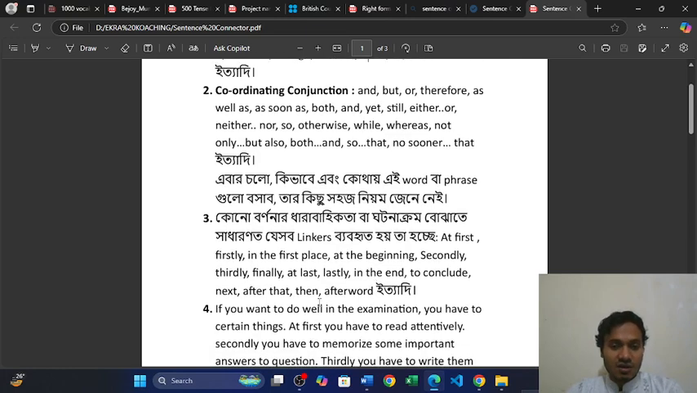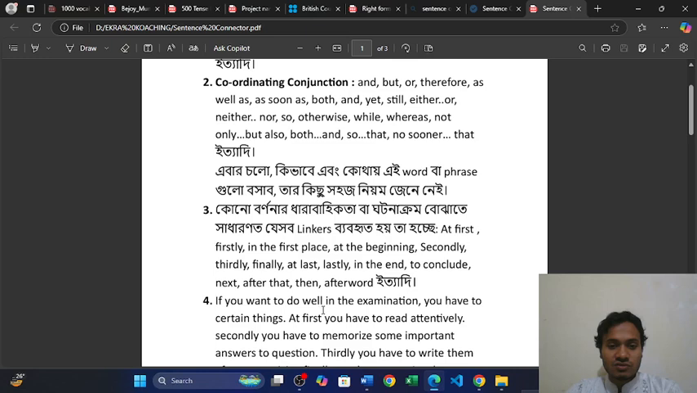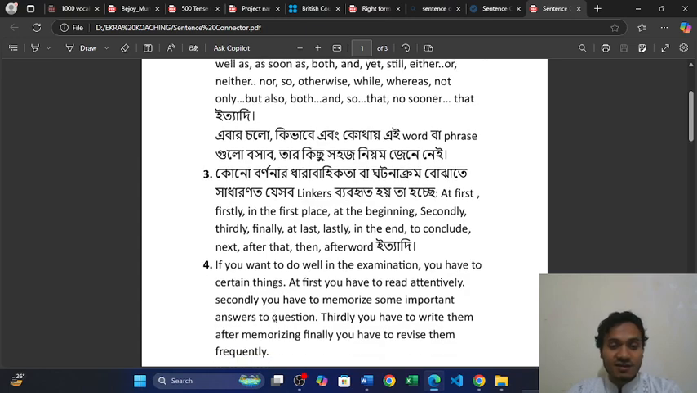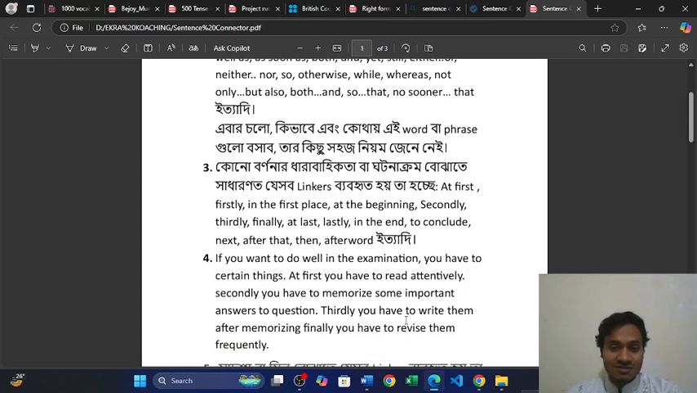Here is an example. If you want to do well in the examination, you have to do certain things. At first, you have to read attentively. Secondly, you have to memorize some important answers to questions. Thirdly, you have to write them after memorizing. Finally, you have to revise them frequently.